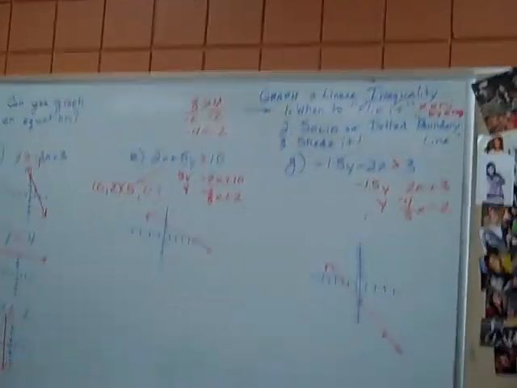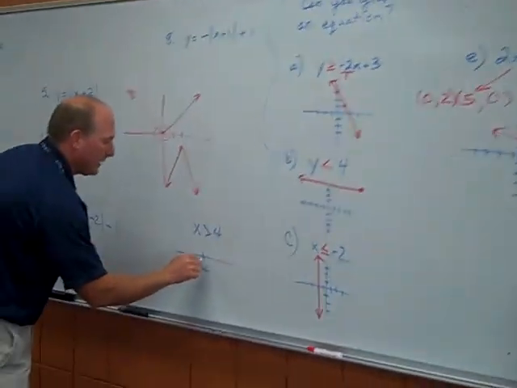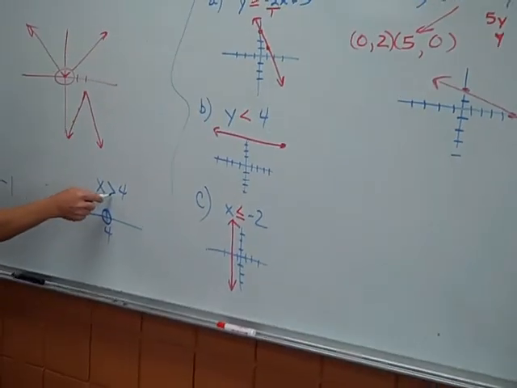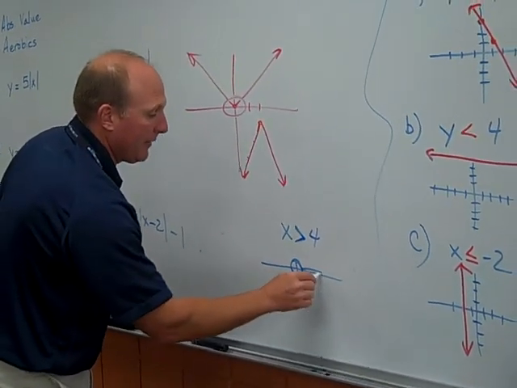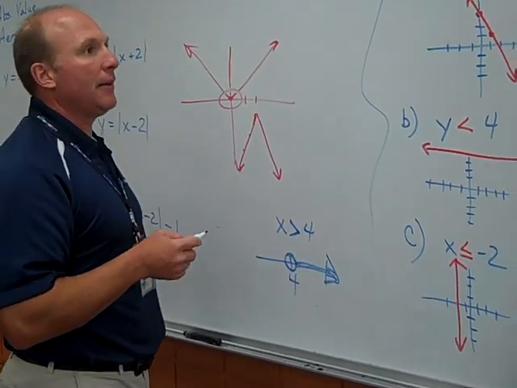Remember when we graphed x is greater than 4 on a number line? We'd put 4, and did we put an open circle or closed? In this case, it's open because we are not including it. And then we went to the shading. Anytime you have an inequality symbol, you're going to do some coloring.